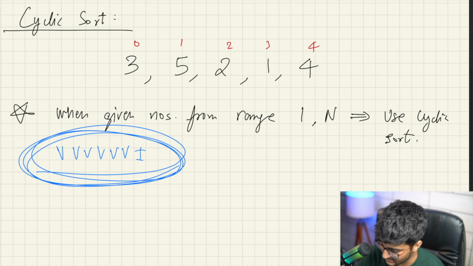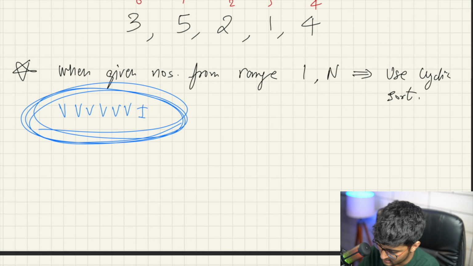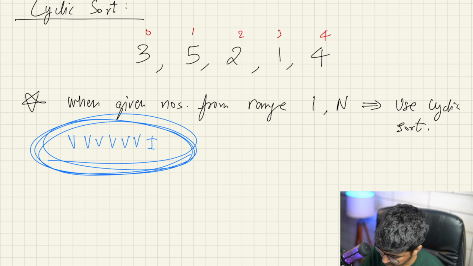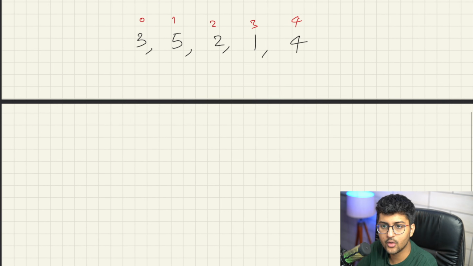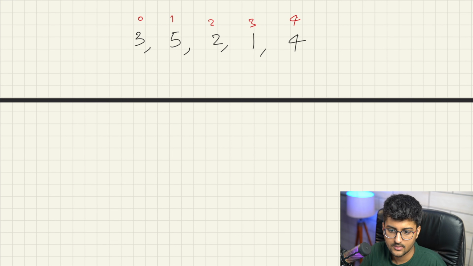So let's check the algorithm, like how we are running this. We have something like 3, 5, 2, 1, 4. These are the index values: 0, 1, 2, 3, 4. Now what do we need to do? How do we do cyclic sort? It's a good question. So the idea is that we know that the array contains numbers from 1 to n only. We know that.